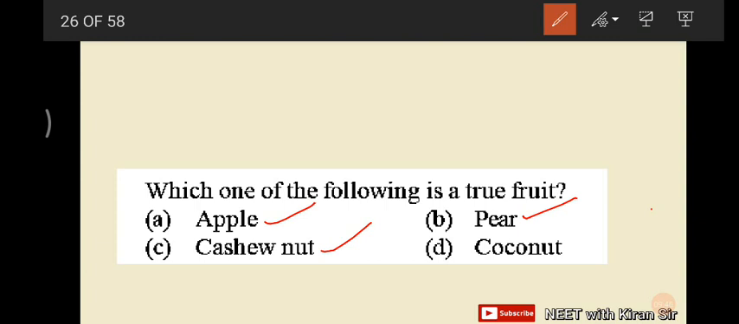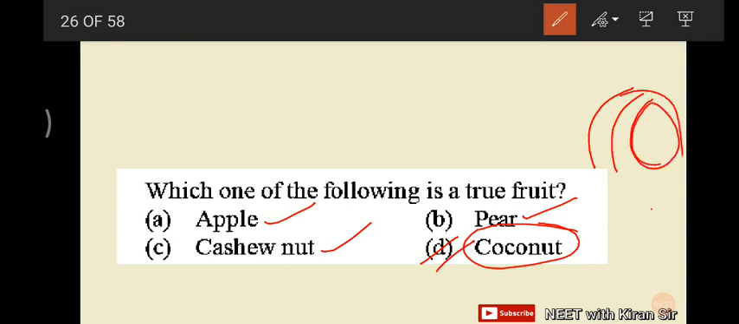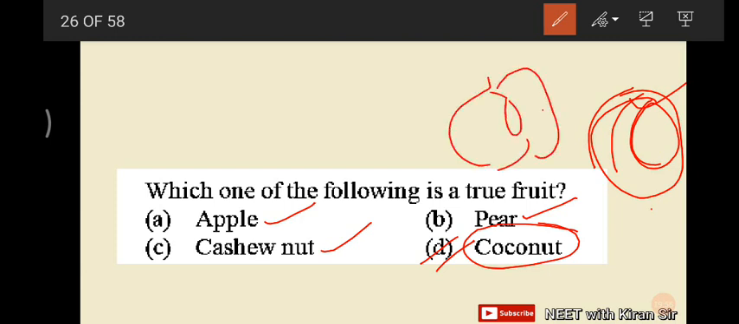Then which one is the true fruit? Here it is coconut. Coconut consists of epicarp, mesocarp and stony endocarp, so here it is a true fruit. When I talk about apple, the thalamus is edible, which is modified here. In the case of cashew also, the thalamus is modified, and this is the actual fruit, and it is a false fruit. Hence it is option D.